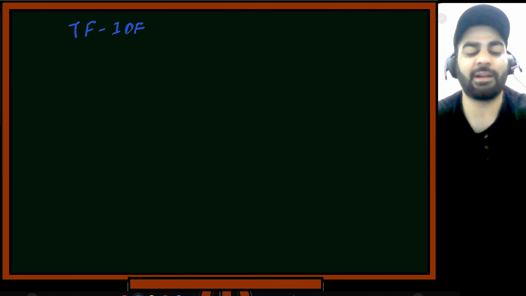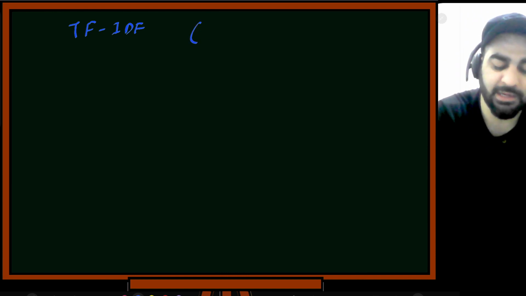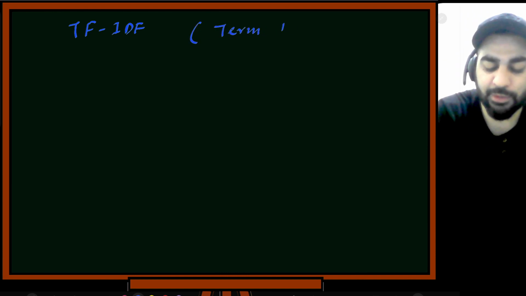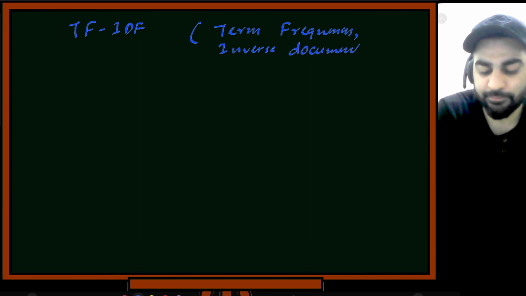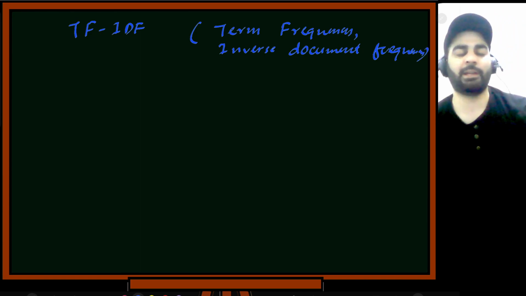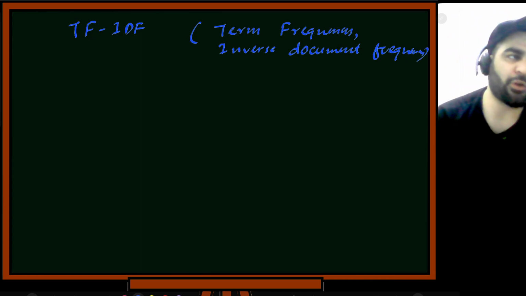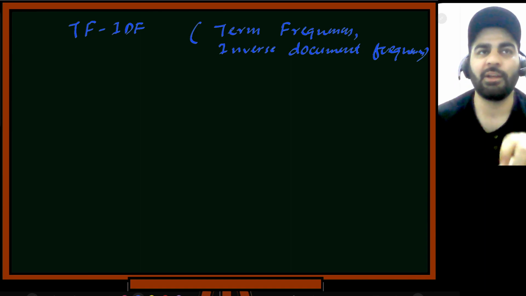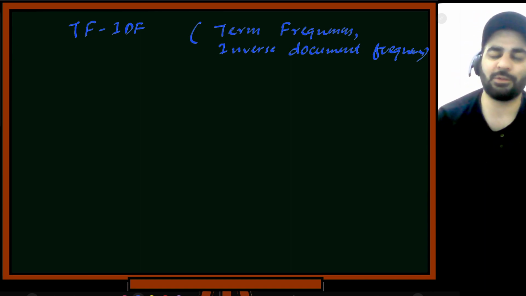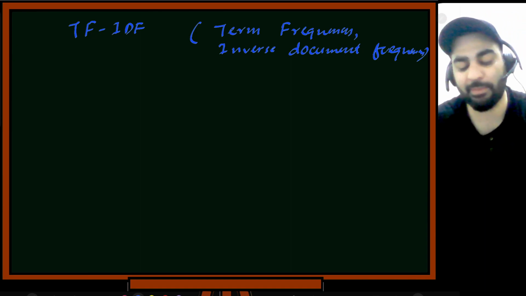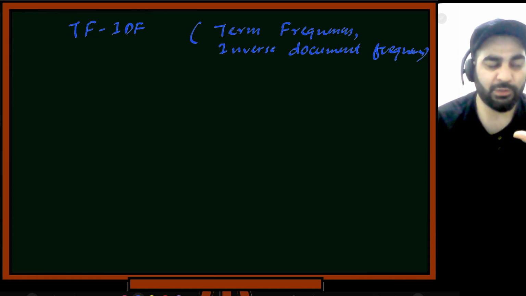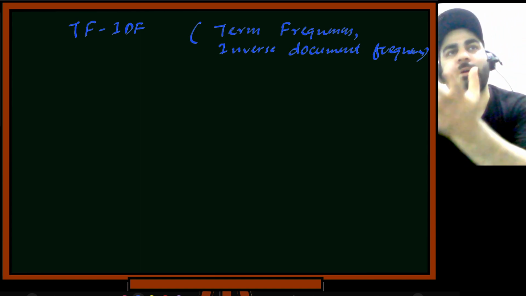What is this TF-IDF? If I expand it, it's called term frequency, comma, inverse document frequency. It's a really powerful technique. When you convert a document into this TF-IDF vector, it performs better than bag of words. So whatever we have done in bag of words, if you just give this TF-IDF, it will give you better results.